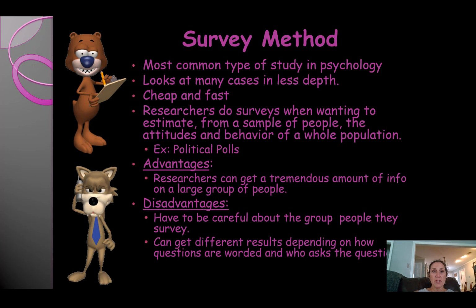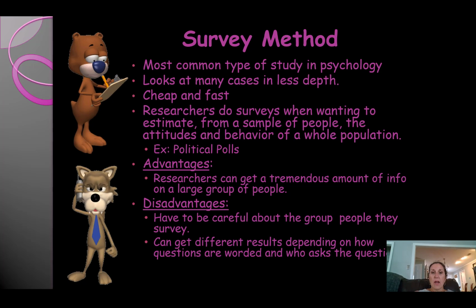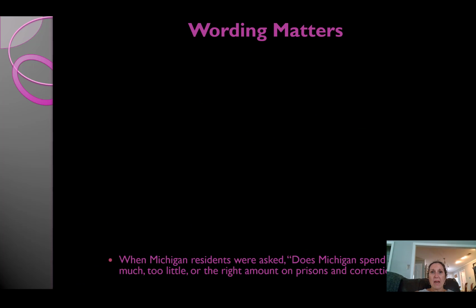So if my population that I want to know about is the group of students at Moz, I wouldn't go surveying any of the teachers, or I wouldn't survey students from other schools. I would only survey students from Moz. So you have to make sure that your group of people you survey is reflective of what you're trying to study. And as we're going to see, wording matters.